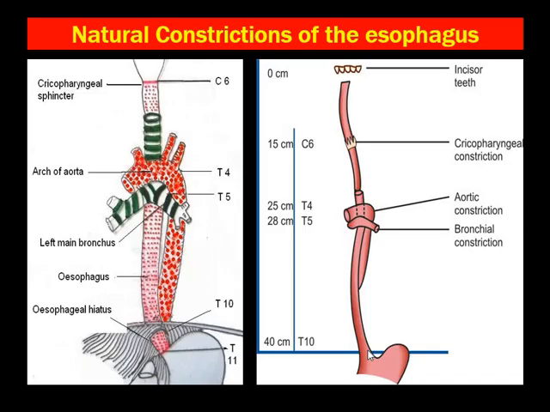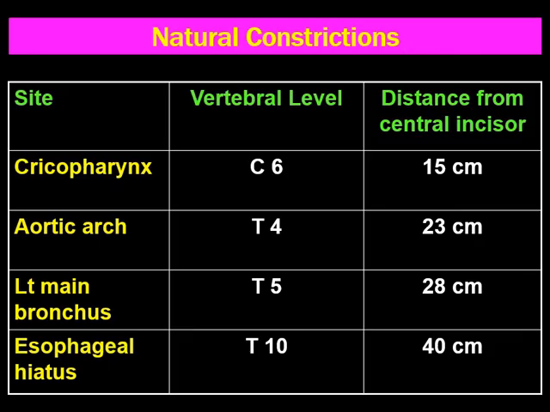These constrictions can be seen in the picture. This table shows the vertebral level as well as distance from the upper central incisors for different natural constriction sites: cricopharynx, arch of aorta, left main bronchus, and the esophageal hiatus. The important thing is, why the left main bronchus? Why not the right main bronchus? Because the esophagus is not a straight tube. It is a slightly curved tube, and the curvature is towards the left side.